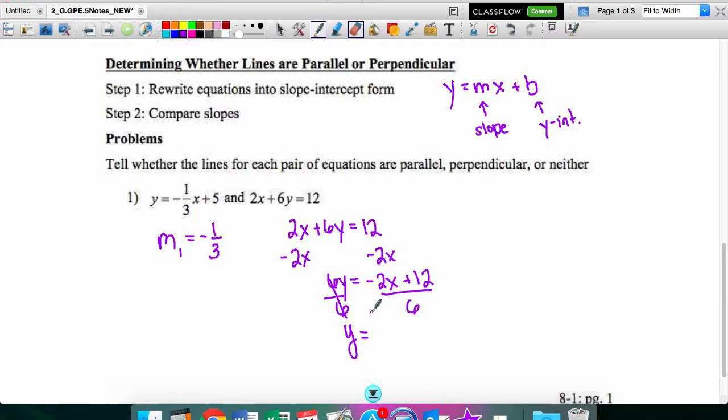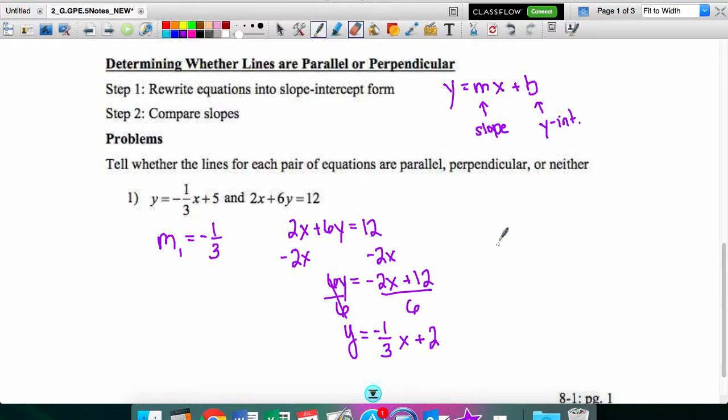When you multiply or divide, you always have to be careful that you're multiplying and dividing the entire quantity. So I need to divide both the negative 2x and the 12 by 6. Negative 2 divided by 6 is negative 2 over 6, or reduced, negative 1/3. And then we'll go ahead and put the x in. 12 divided by 6 will leave us a y-intercept of 2.